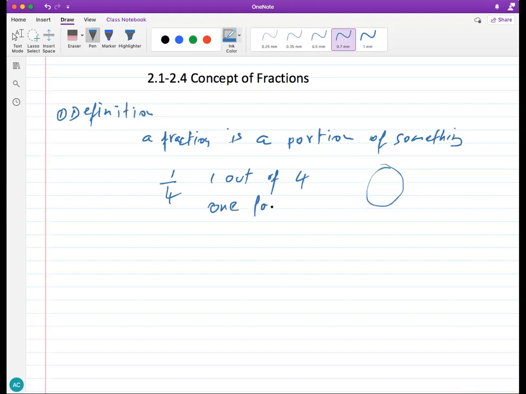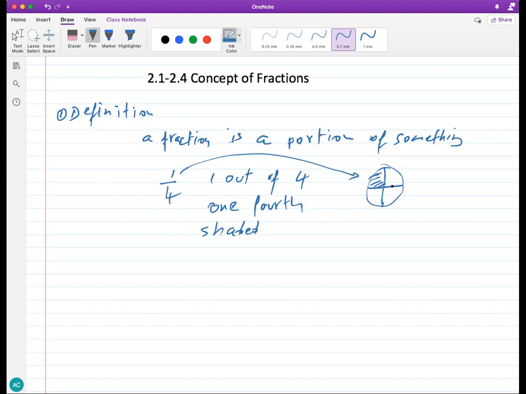Do you need to separate? You need to separate it into 4 parts. That's right. We have to divide this into 4 parts, and then we take one. One out of 4 parts. So 1/4 is shaded here. It is shaded in this case, or you can cut it, whatever it might be.